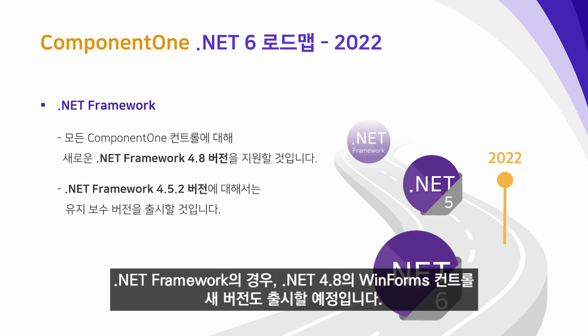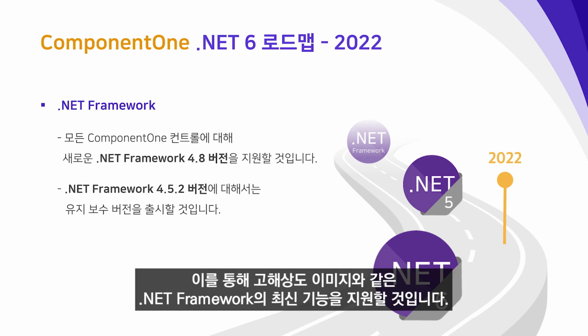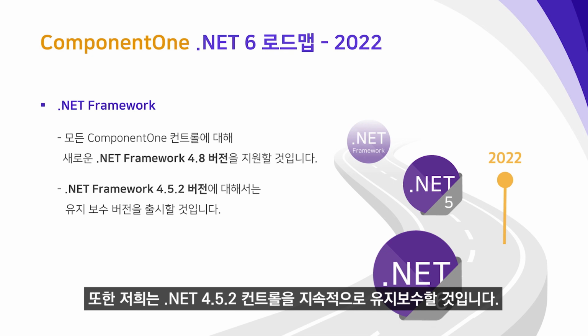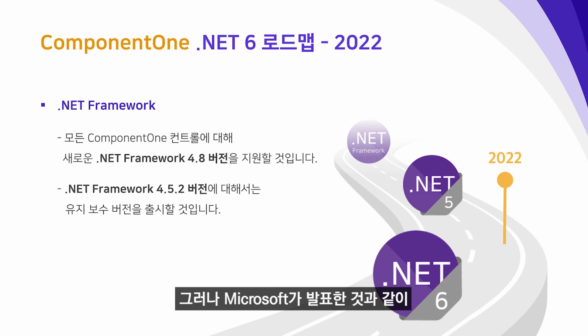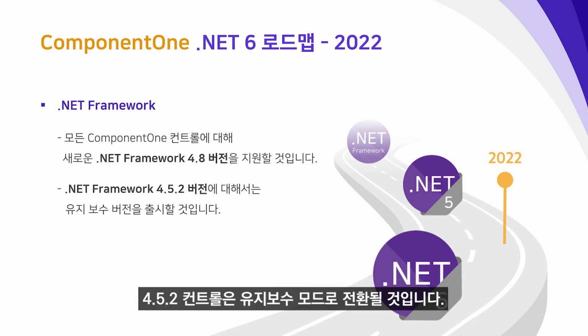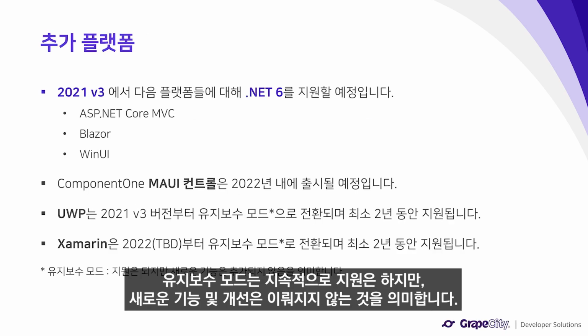So we'll see. And also for .NET Framework, we will release a new version of our WinForms controls for .NET 4.8. And this will allow us to support some of the latest features in .NET Framework, such as high resolution, which you can only get now using .NET 5 or 6. We will also continue to maintain our .NET 4.52 controls, but as Microsoft has announced, 4.52 is ending on their end mid-2022. So you can expect to see that at some point in 2022, where we will put new features and new enhancements into .NET 4.8, and the 4.52 controls will enter maintenance mode. What maintenance mode means is that we support it, but we just don't add the new fun stuff to it.